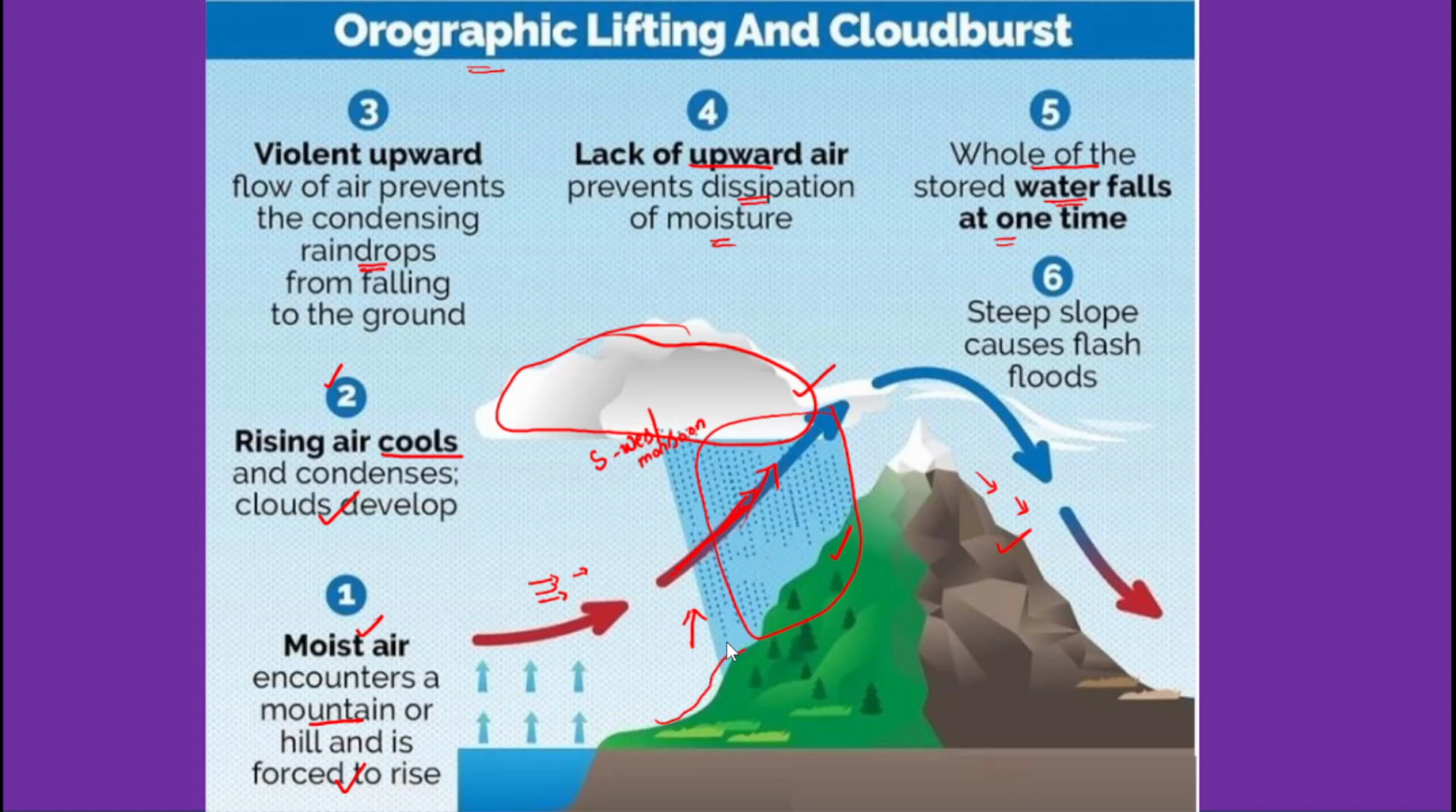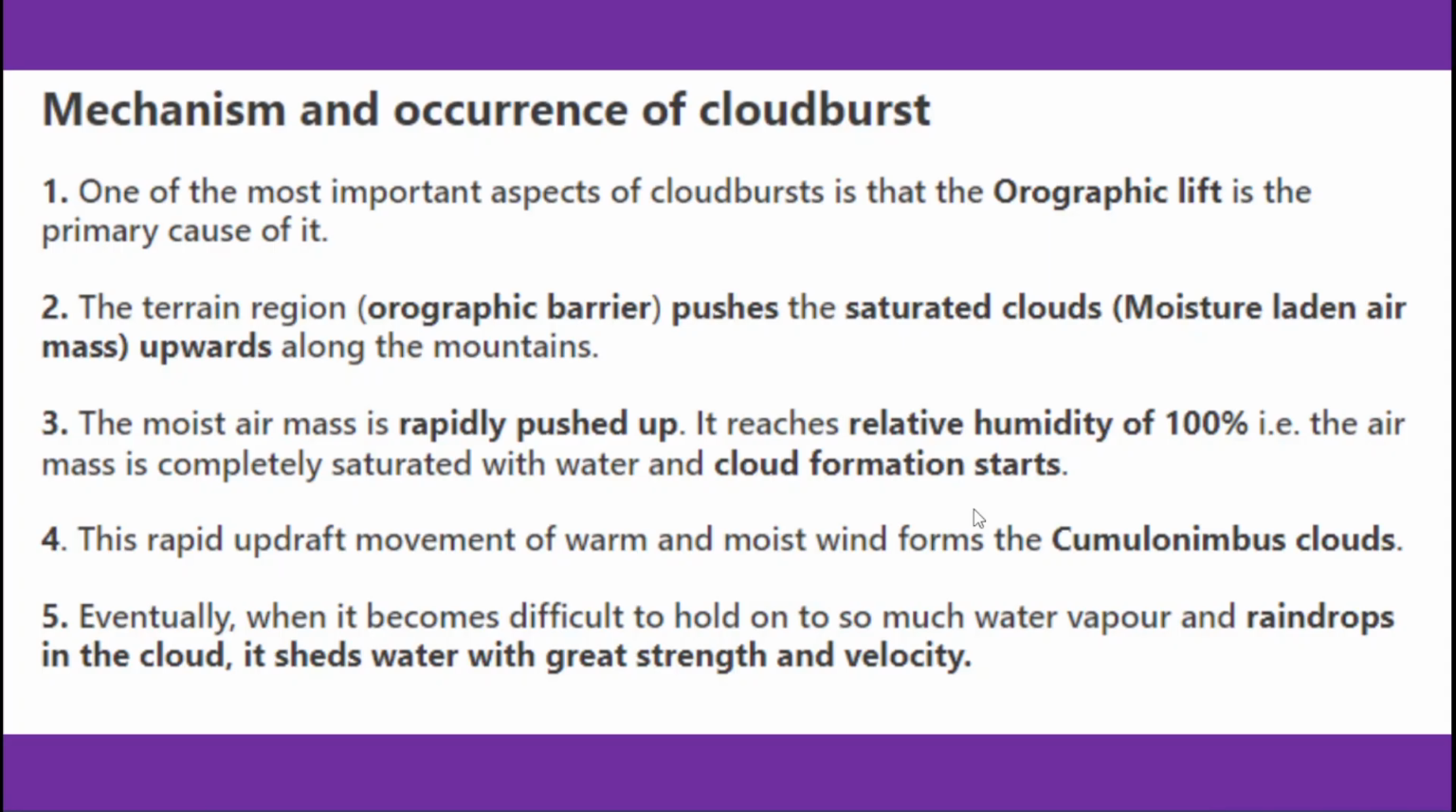Orography means mountain, and orographic lifting is the lifting of these winds carrying moisture because of the mountain. Once a cloudburst takes place, because of the heavy, steep slopes of these mountains, excessive water flows down, and that causes havoc and destruction. So in this context, please understand the mechanism as well as the occurrence of these cloudbursts. How do these cloudbursts usually occur?